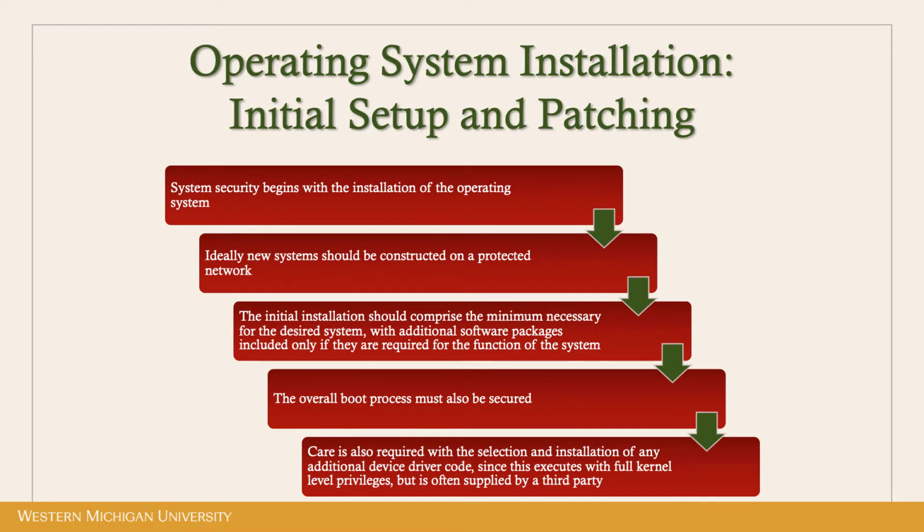So, operating system installation, our initial setup and patching. We just install the operating system, right? So we've hopefully all done that before. We just install the operating system like we normally would. Ideally, new systems should be constructed on a protected network. Let's not expose the system out to the whole wide world to begin with, because when I first install it, there are going to be vulnerabilities out of the box. So the initial installation should comprise the minimum necessary for the desired system, with additional software packages only if they're required for the function of the system, right? So don't do any of those.